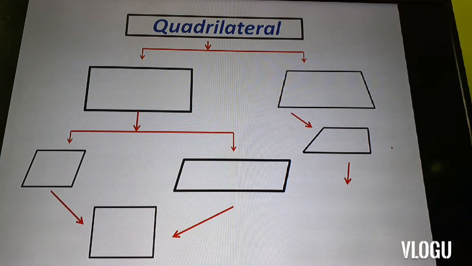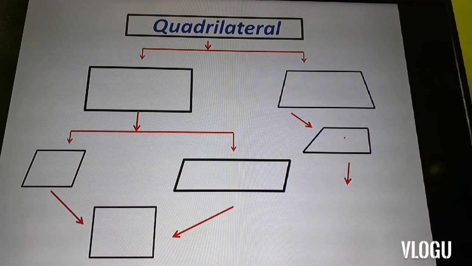Again, let us check for the properties of an isosceles trapezoid. First, their base angles are equal. Second, the two legs are congruent or equal. Then it has one pair of parallel sides. Of course, another one, their diagonals bisect each other. So those are the properties of the isosceles trapezoid.